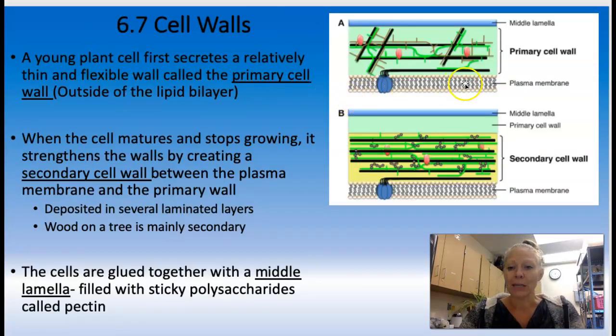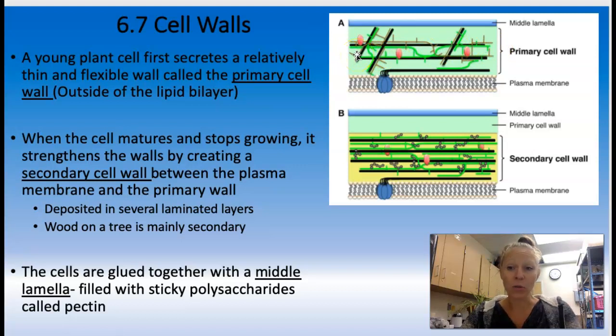A young plant is going to have cells that lay down a primary cell wall. If this is the lipid bilayer, moving outwards, this would be the inside of the cell and this is the outside of the cell. So if we have our lipid bilayer, it's going to be a thin, flexible wall called the primary cell wall. This is going to occur in a very young plant.